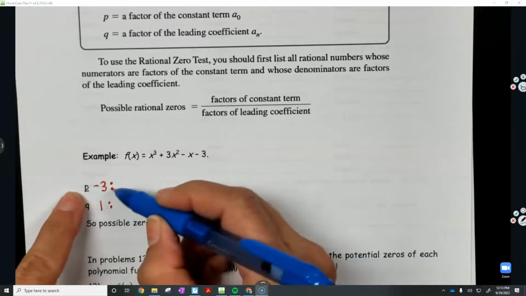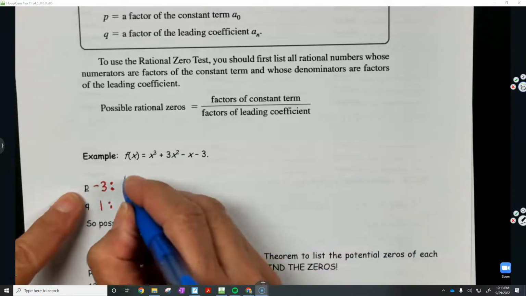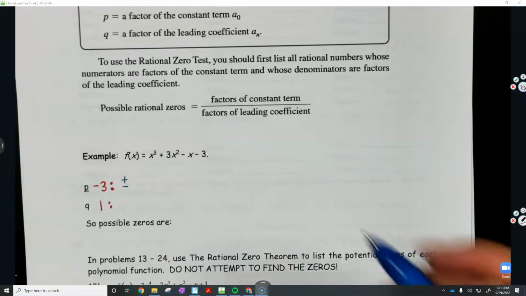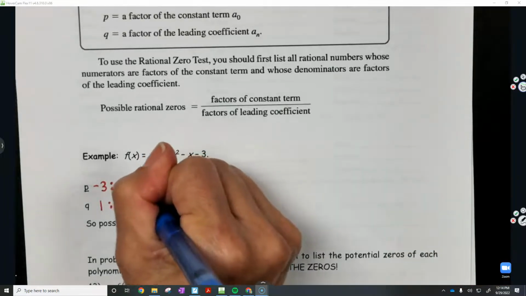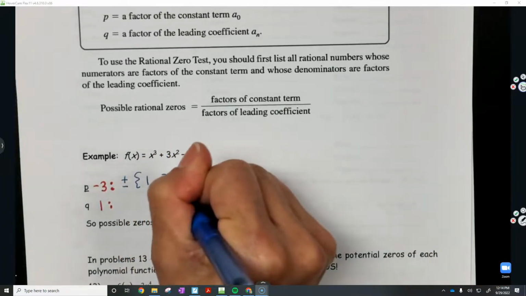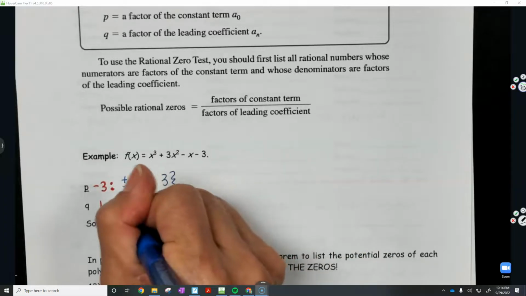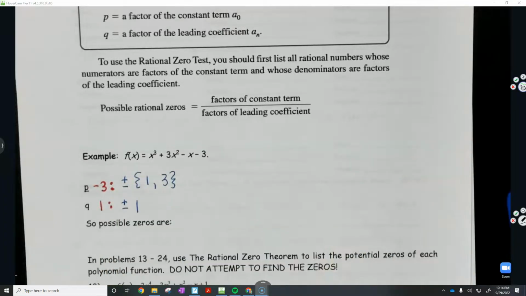All right, back to negative 3. What are all the numbers that multiply and make 3? That's it, just 1 and 3. So we're going to take 1 and 3, the positives and the negatives. We want positive 1, negative 1, positive 3, negative 3. What are all the numbers in the universe that make 1? That's right. So just write positive and negative 1.